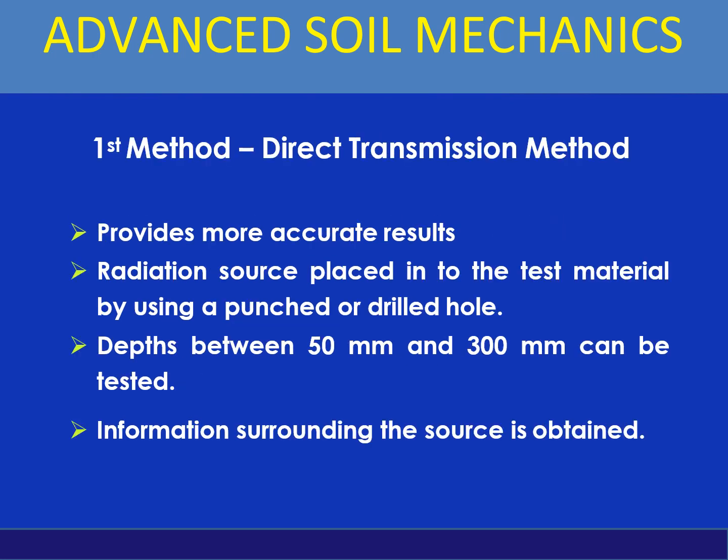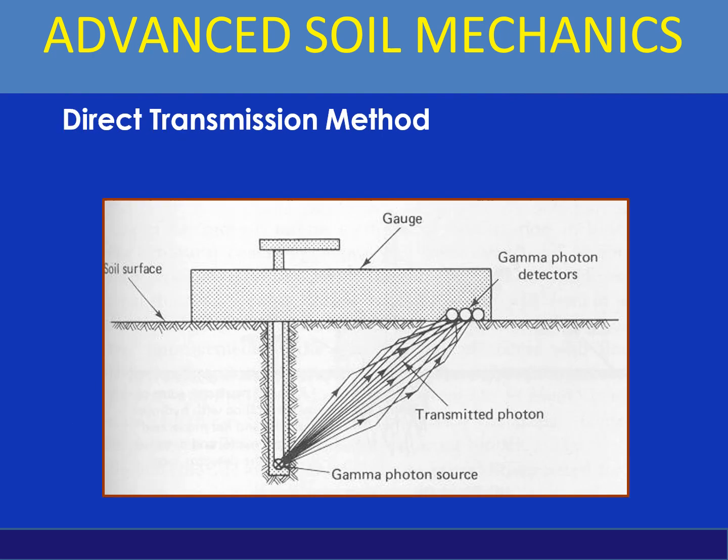So there are different methods. The first method is the direct transmission method, which provides more accurate results. The radiation source is placed in the test material using a punched or drilled hole. Depths between 50 mm and 300 mm can be tested. Information surrounding the source is obtained. So this is the schematic diagram of the direct transmission method.